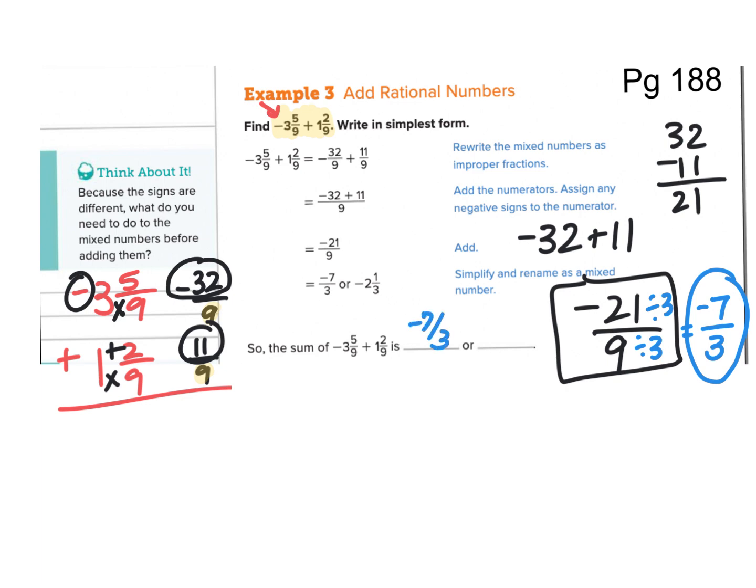Now you could also change that to a mixed number. So I'll do 7 divided by 3. 3 goes into 7 twice, which is 6. I'm going to subtract. I end up with 1 left over. So it's 2 and 1, and then keep that denominator, third. And this was negative still. So negative 7/3 or negative 2 and 1/3 are my solutions.